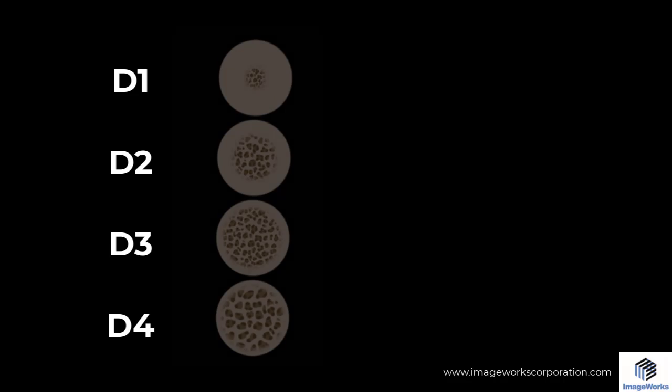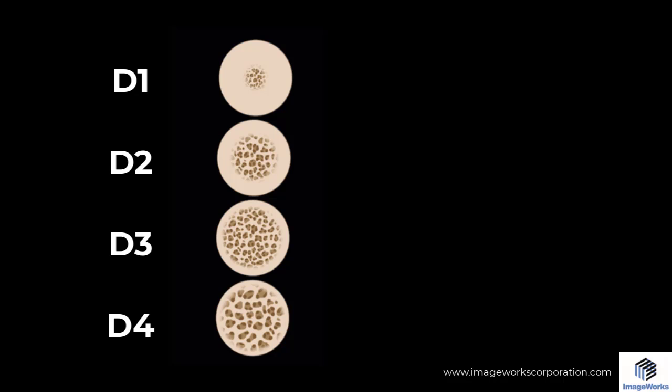D1 is considered the most dense bone with a thick cortical shell. D2 has more porous cortical structure with coarse trabecular bone inside. D3 has thin cortical shell and more finely structured trabecular bone. And D4 is the least dense because it mainly consists of fine trabecular bone.